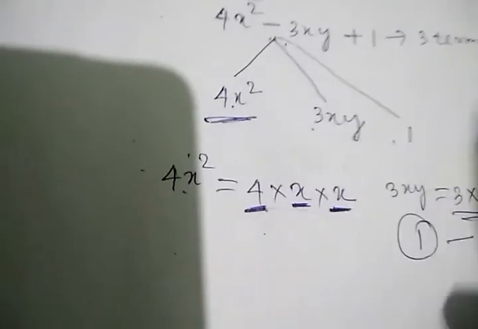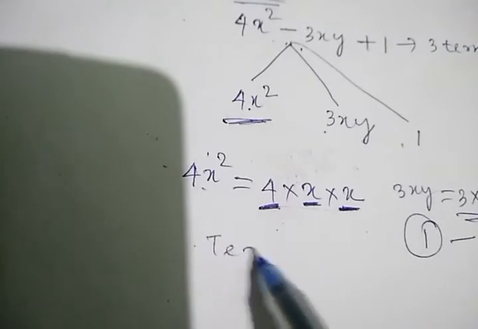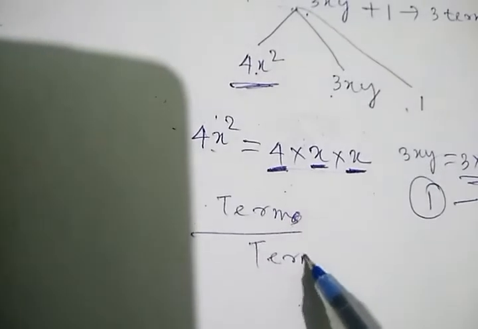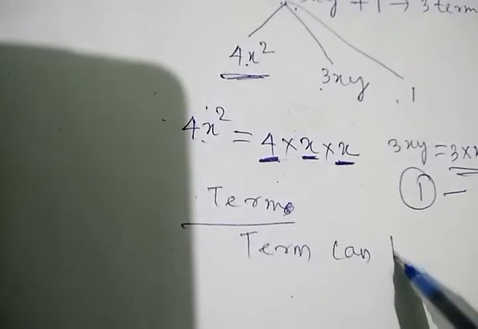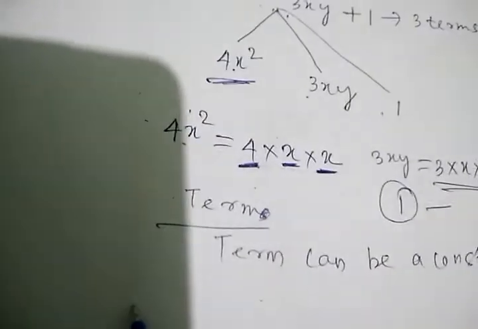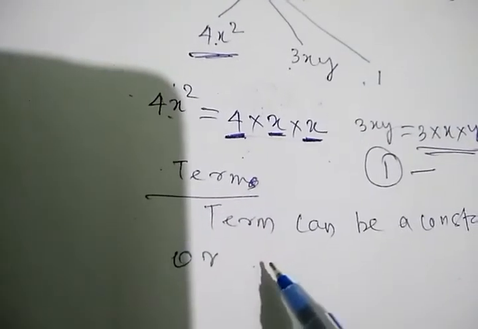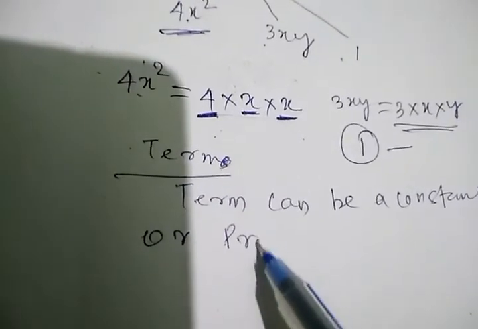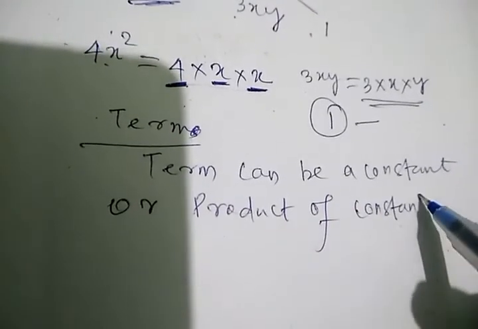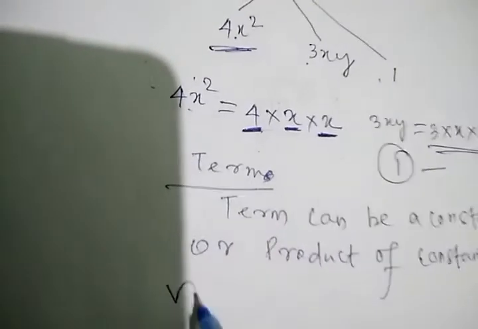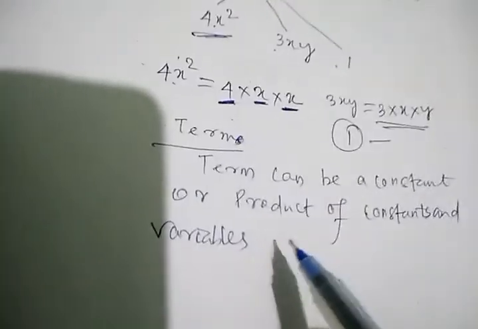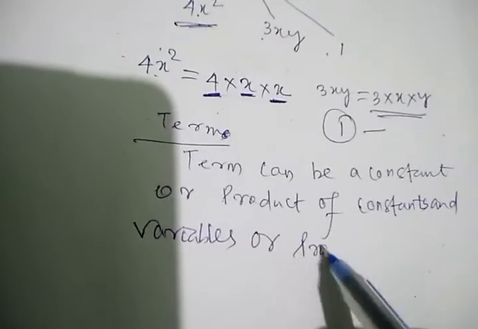So what is the definition of a term? Now, a term can be a constant, or a product of a constant and variables, or a product of variables.